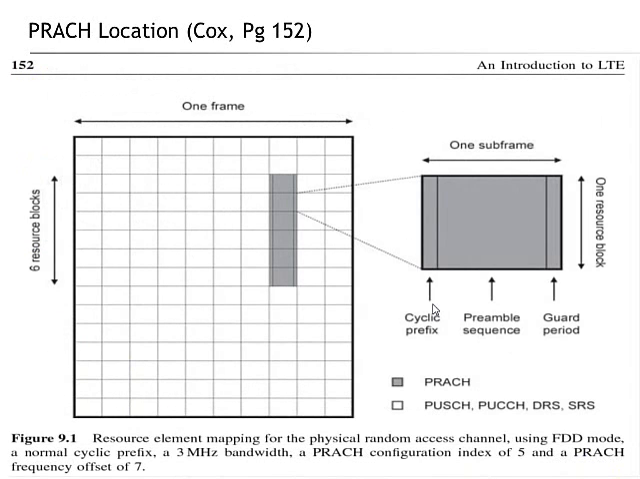Again, can you make a note of this? This is from page 152 of the Cox textbook, and it shows one possible location of the PRACH. So again, as I said, 6 resource blocks that can be anywhere, not necessarily in the center.